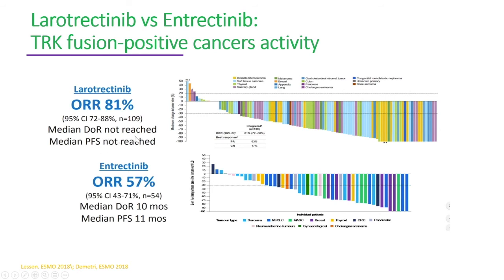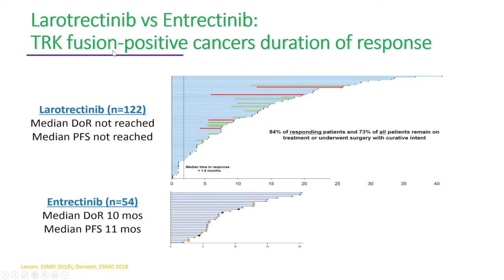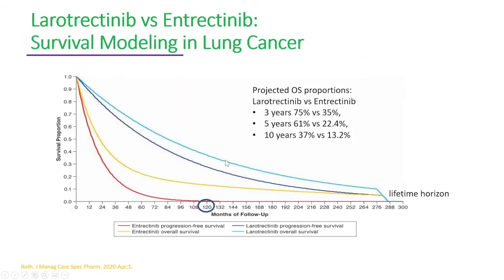The median duration of response was not reached in Larotrectinib, and it was only 10 months with Entrectinib, which is, I think, an excellent number still for solid tumors, with a progression-free survival of 11 months and not reached in the Larotrectinib group. And this one is for the time duration of response, 1.8 months. You can see that it's a much longer response with Larotrectinib versus Entrectinib.